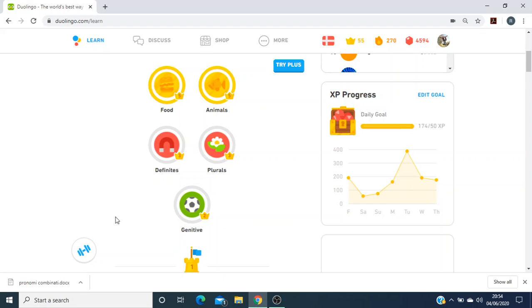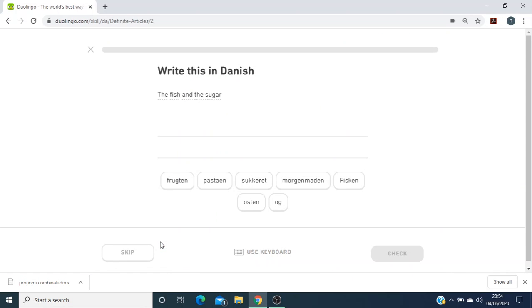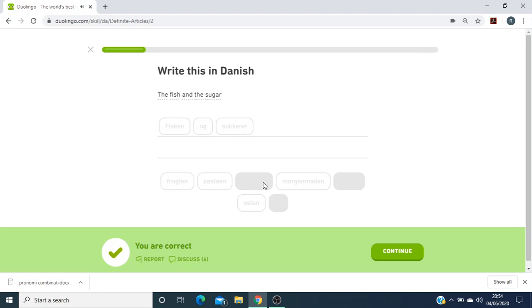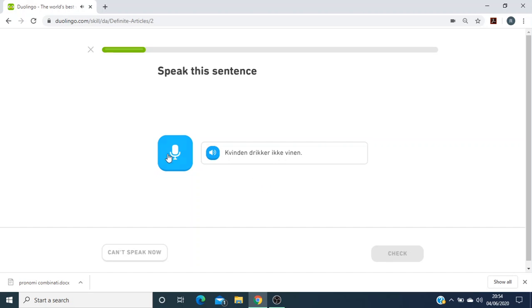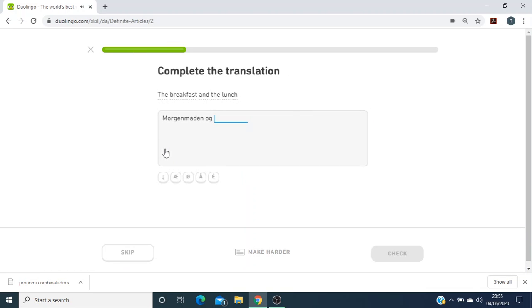So let's continue. There we are. The fish and the sugar. So fish is fisk, so the fish is fisken. Og sukkeret. Fisken og sukkeret. Kvinden drikker ikke vinen. The woman is not drinking the wine.